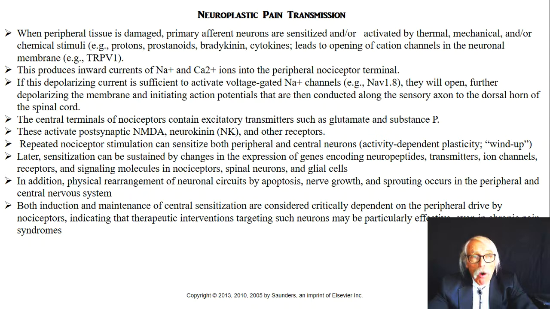Okay. Now, what commences from that pain stimulus through these cationic channels because of the stimuli, you get inward currents of sodium and calcium ions into the peripheral nociceptor terminal. If this depolarizing current is sufficient to activate, so you need a large enough signal, a voltage-gated sodium channel, they'll open, and they'll further depolarize the membrane, and that's going to initiate enough of an action potential that is then going to be conducted along the sensory axon all the way to the dorsal horn of the spinal cord.